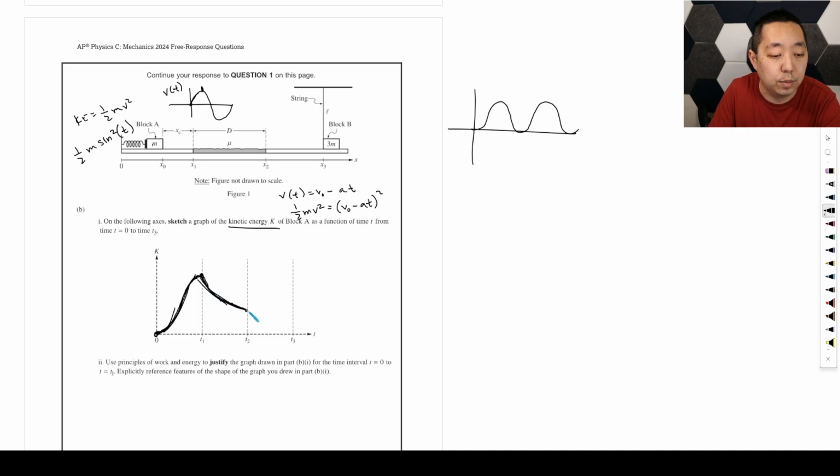It's going to shrink down to some point there. So that's the slower part. And then from here, it's going to move at a constant speed at this point, right? Because then block A's kinetic energy isn't going to go any faster or slower.